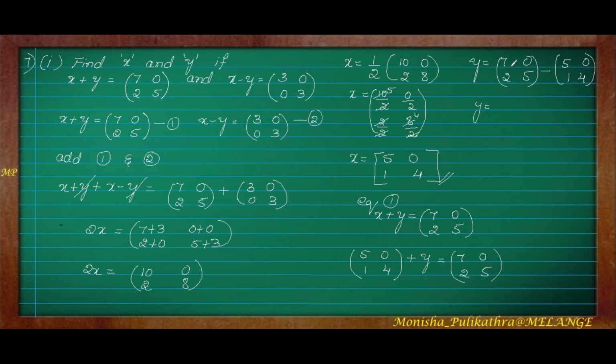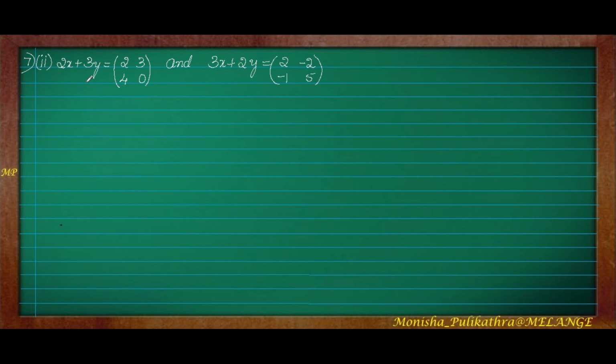So Y is equal to, we have to subtract each element in the same position. So 7 minus 5, 0 minus 0, 2 minus 1 and 5 minus 4. Therefore, the Y value will become 7 minus 5 is 2, 0 minus 0 is 0, 2 minus 1 is 1 and 5 minus 4 is 1. So the value of Y matrix is [2, 0; 1, 1]. I hope you understood this.